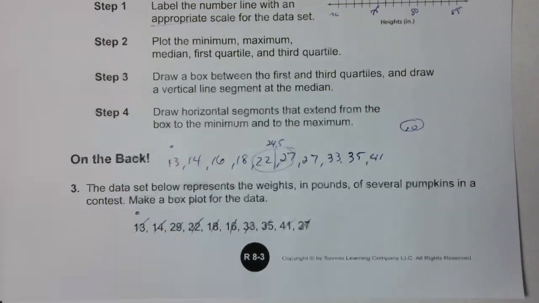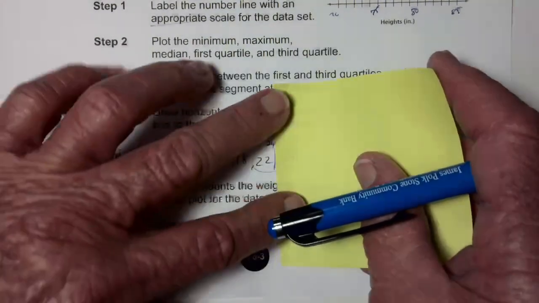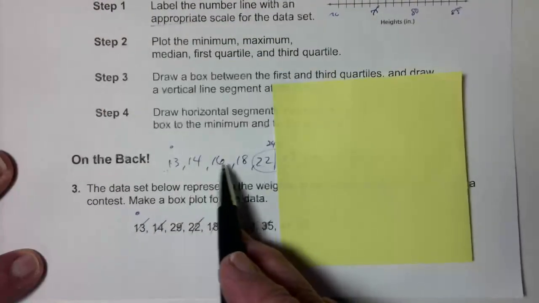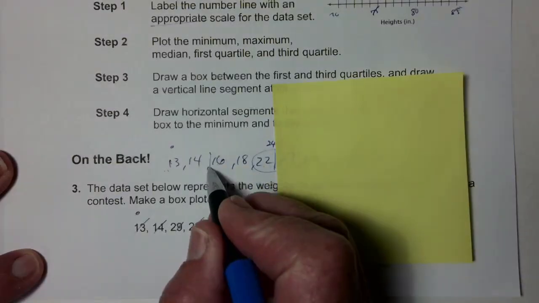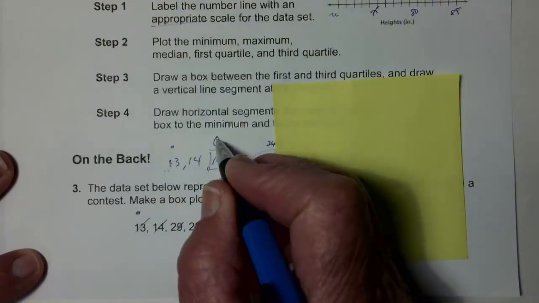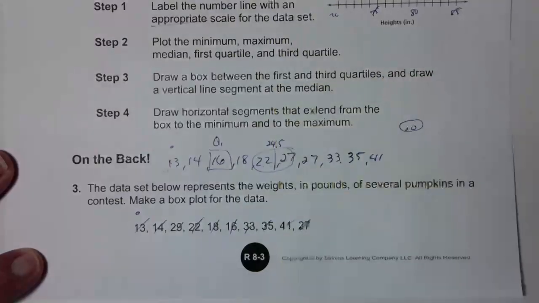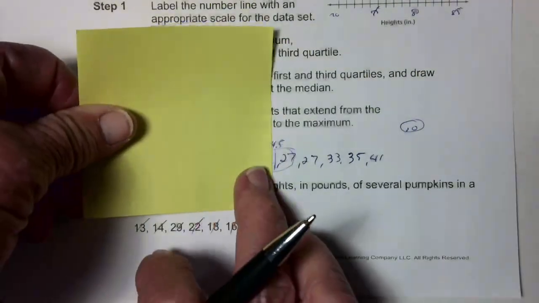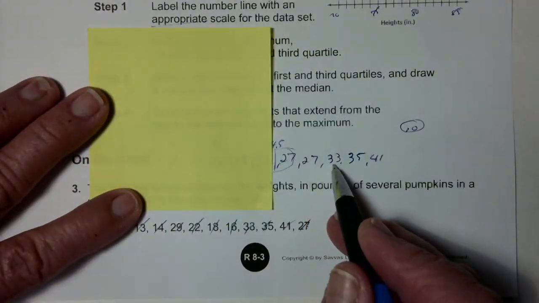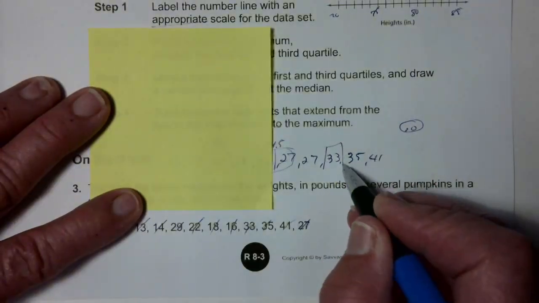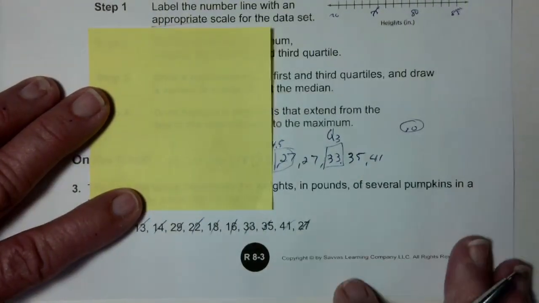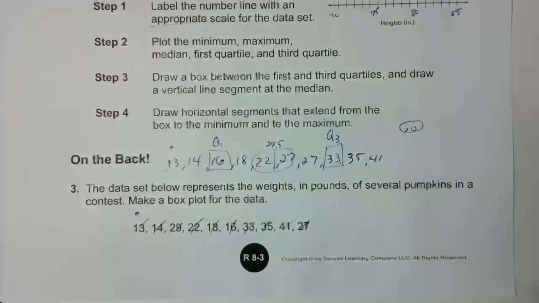Now, I'm going to cover up from the line left, 1, 2, 3, 4, 5. So I'll put a box around this 16. It's my Q1. 1, 2, 3, 4, 5. So I'll put a box around this 33. It's my Q3. It's the one in the middle. And I'll put a dot right here over the 41.